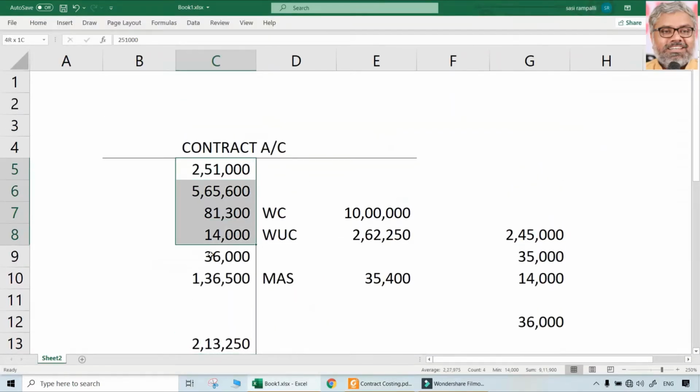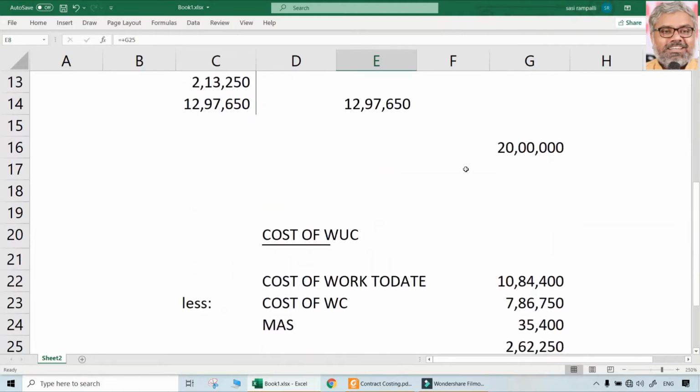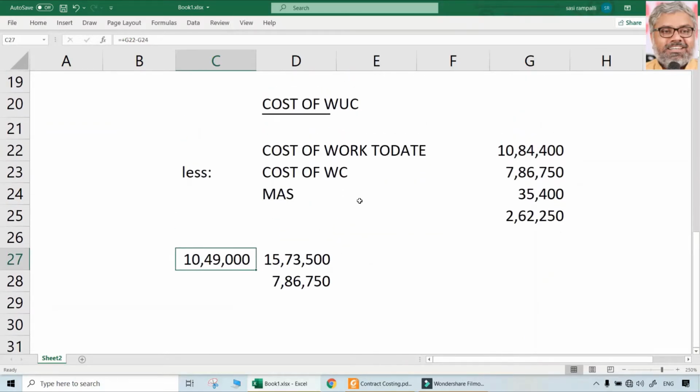So all the data related to cost is given. It's all about copy paste. And work certified value is given. That is also not a problem. The main calculation here is the cost of the work uncertified, which we should find out. For that, first of all, we should know the cost of the work done till date, net of materials at site and plant at site. Real cost actually incurred effectively 10,49,000.